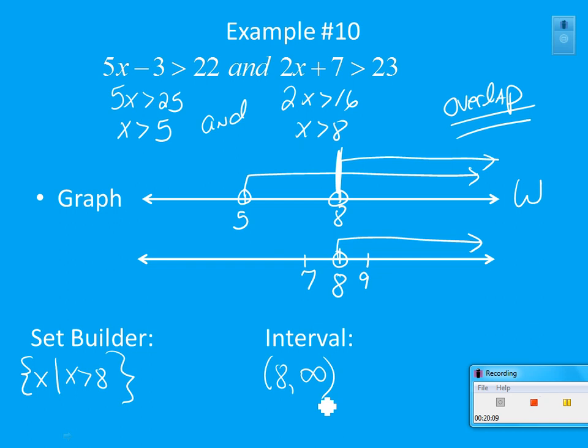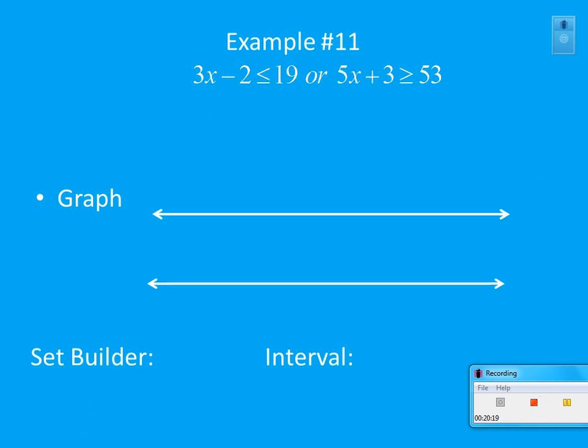Hang with me, I got about 6 more minutes on this video is all. So there's your example number 10. I'm going to switch gears just a little bit to your number 11. I'm going to toss the word OR in there. Let's do the easy part first, solve each of these.